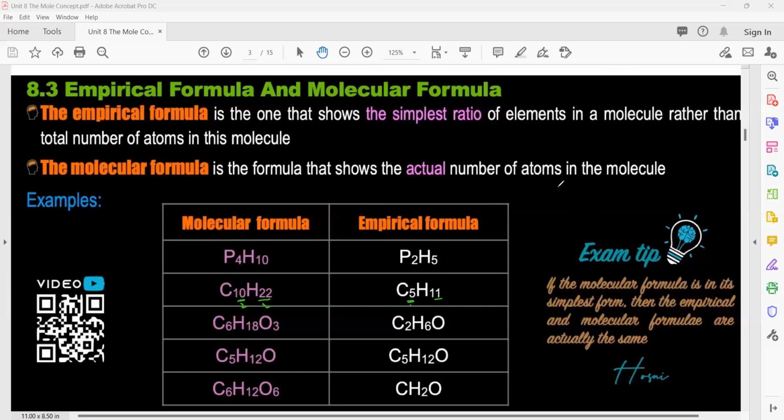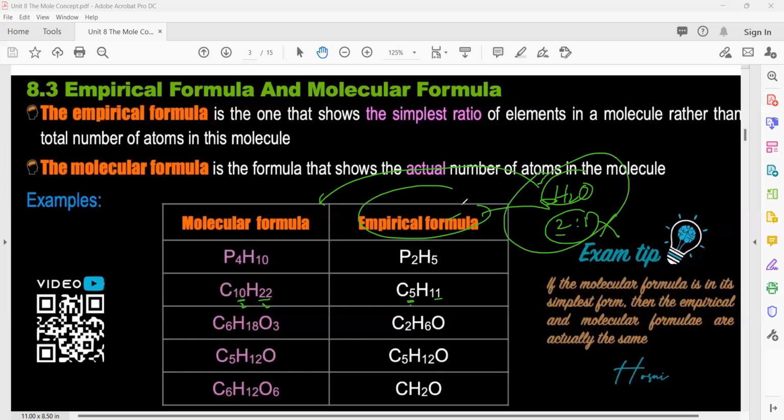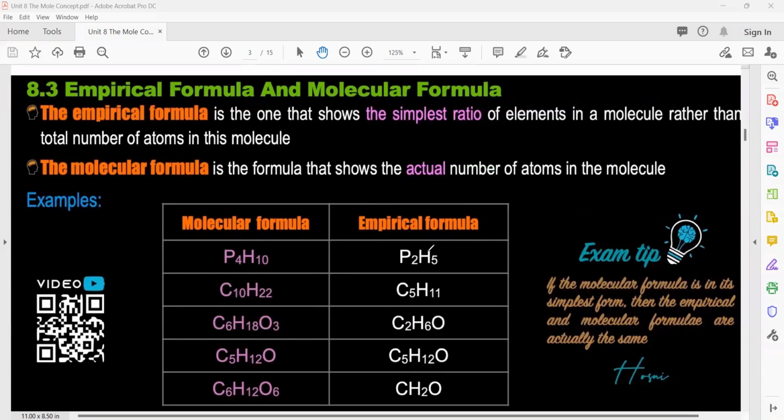But sometimes, for example, water. What is the ratio of water? Hydrogen 2, oxygen 1. Can you simplify it further? No. So for water, this is the molecular formula and this is also the empirical formula, because you cannot change it further. So sometimes the molecular formula is the same as the empirical formula, because you cannot simplify it further. So this is the method how you can find the empirical formula from a molecular formula. It's really simple.